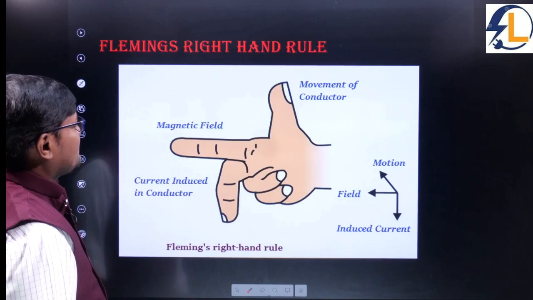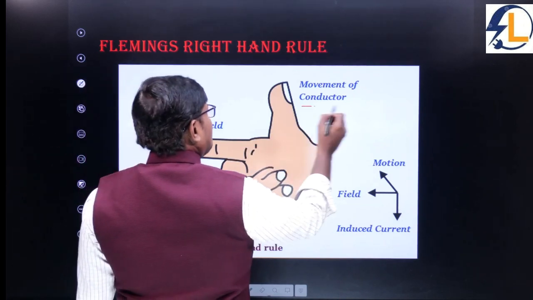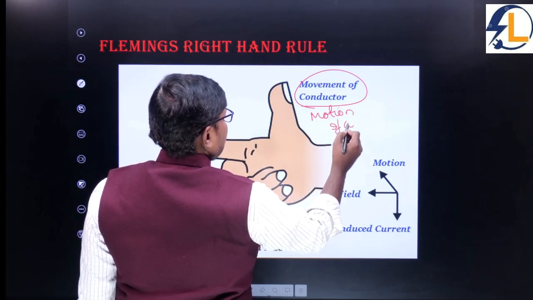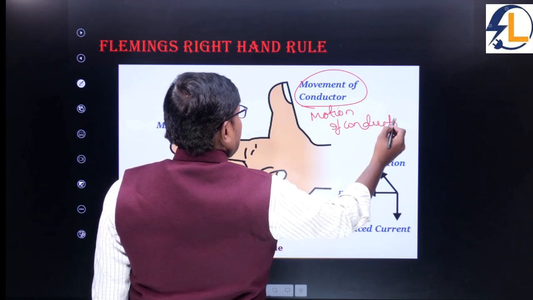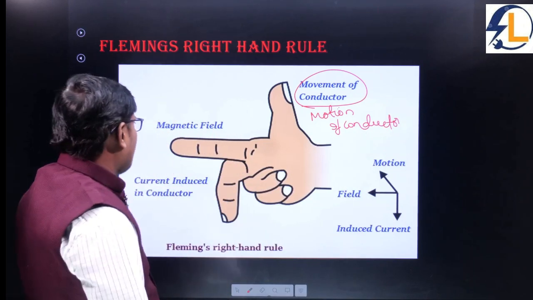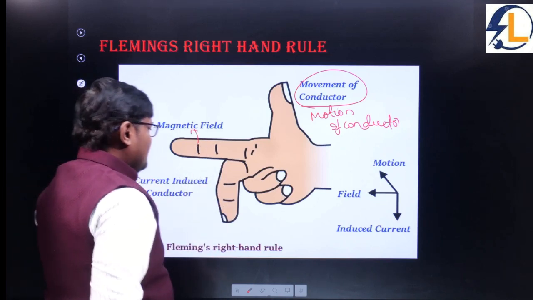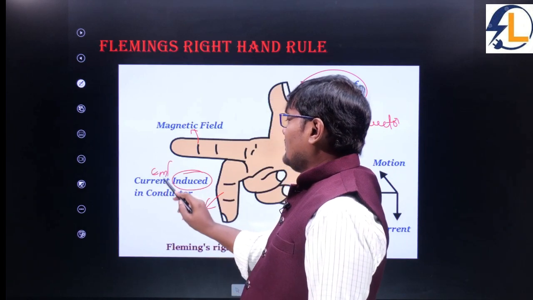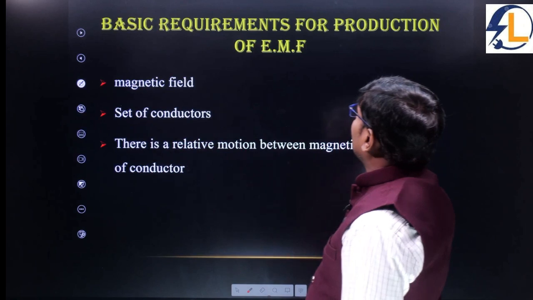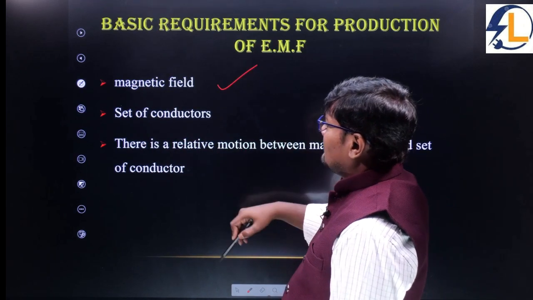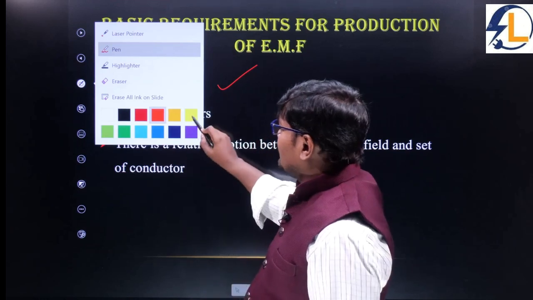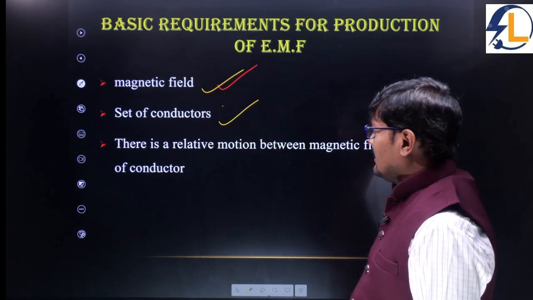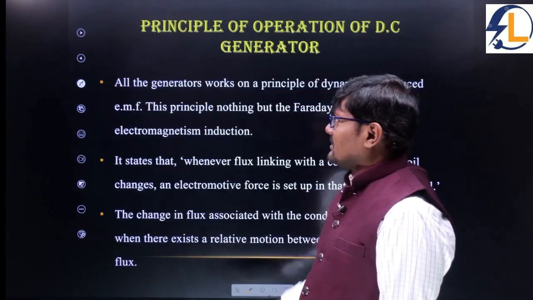Coming to Fleming's right hand rule, the thumb indicates the motion of the conductor. In an examination, you may be asked simply Fleming's left hand rule and right hand rule also. The forefinger represents the direction of the magnetic field, and the middle finger represents the direction of the current or EMF induced in a conductor. So what are the basic requirements for production of EMF? A magnetic field is required, a set of conductors is required, and there is a relative motion between the magnetic field and the set of conductors.